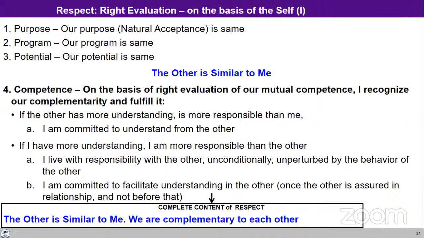Sometimes the other person will be having more competence. Then what do I need to do? I can seek help from the other person. If I am having more competence, I can help the other person. Are we able to see this? This way we can be complementary to the other person. So that's the complete content of respect. The other is similar to me and we are complementary to each other. So if you are able to place these proposals before the students, it can help them in doing the right evaluation with respect to themselves and also to others, and can help them in improving their self-confidence.